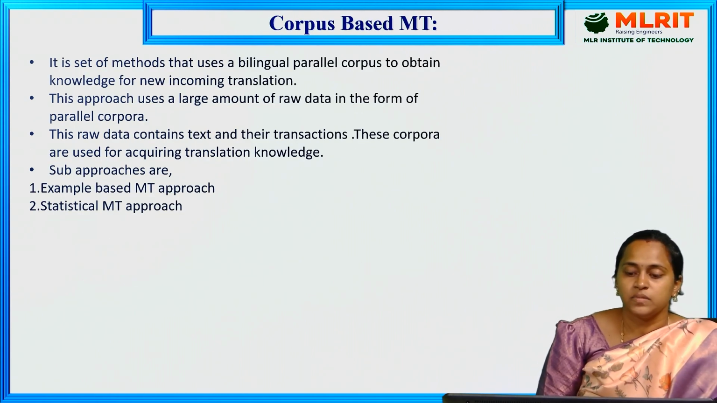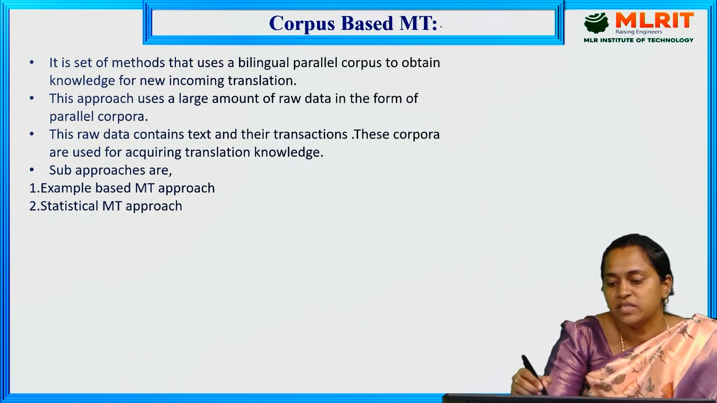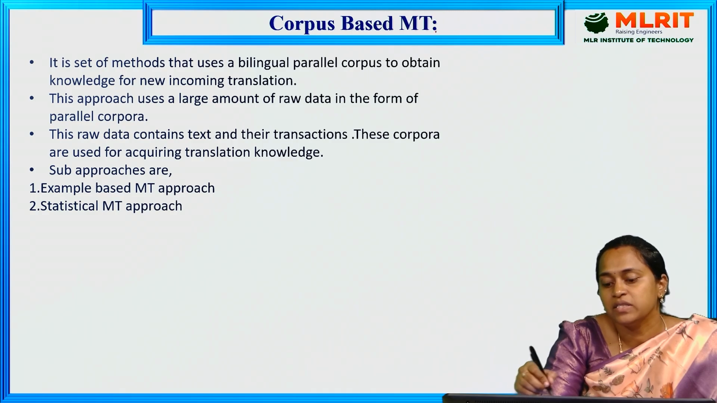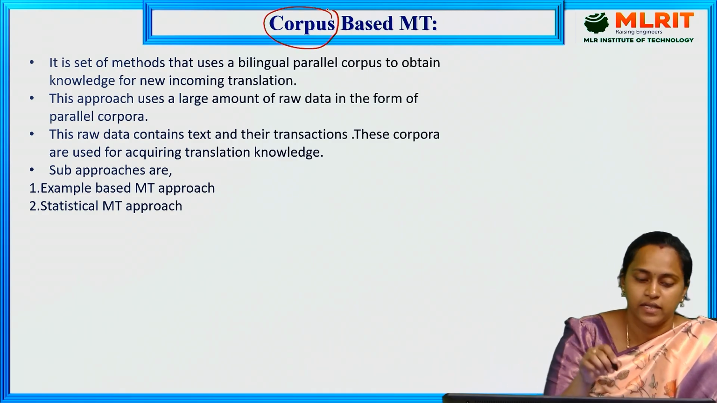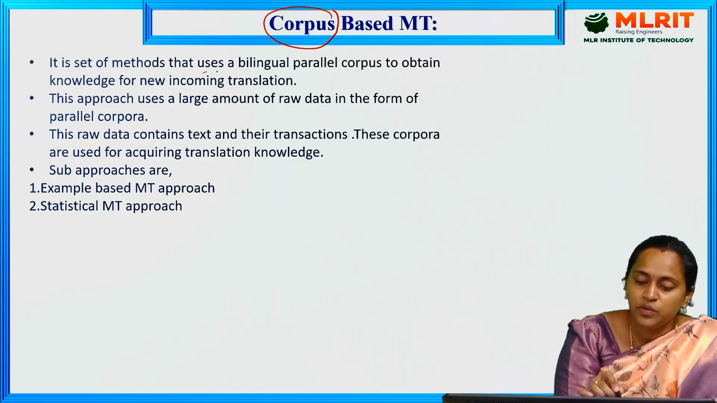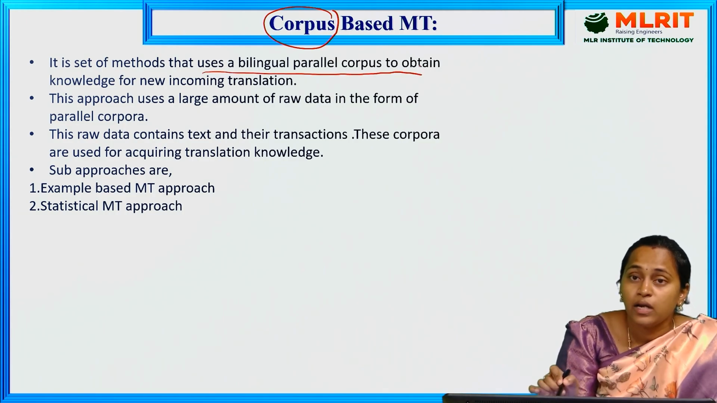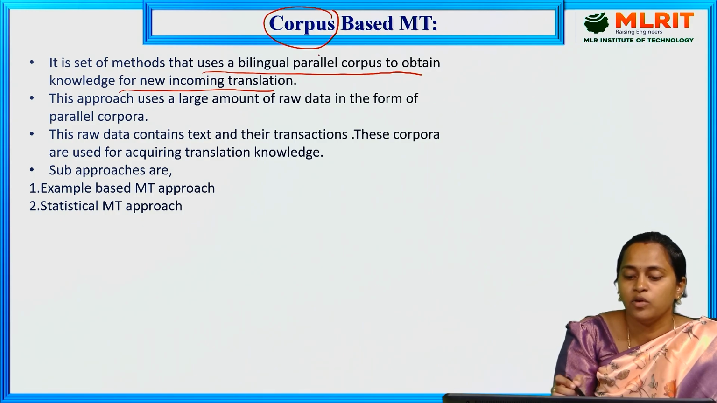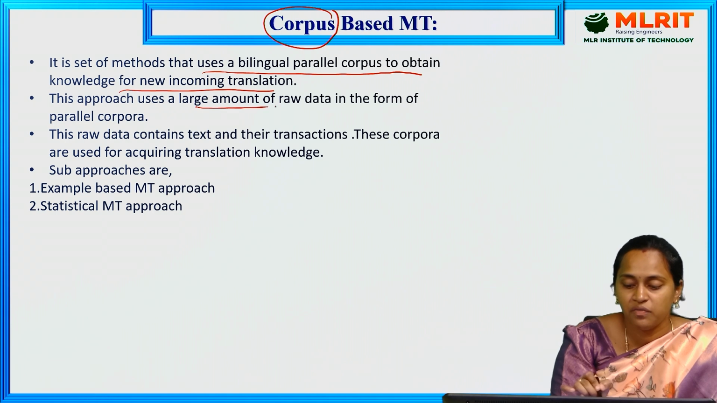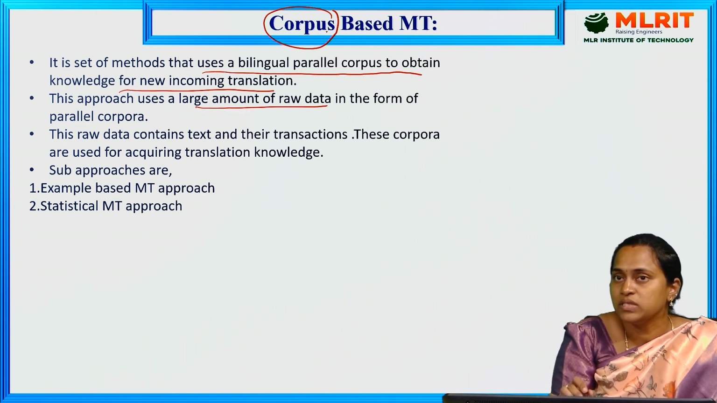Next, the third one, corpus-based machine translation. Corpus itself means a database. Corpus contains large text, large data. It is a set of methods that uses a bilingual parallel corpus to obtain knowledge for new incoming translations. That means for the next translation, we have to take the words from the corpus. This approach uses a large amount of data. We already discussed that a corpus is a large amount of data.